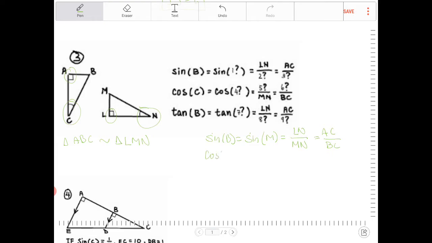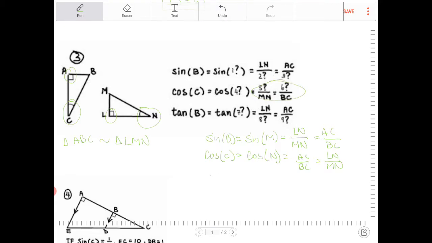So cosine of C will be equivalent to cosine of N, which will be equivalent to, so cosine of C is AC over BC, which is also equivalent to LN over MN. I wrote it backwards compared to what I have over here, but that's okay. I think you guys got the idea.